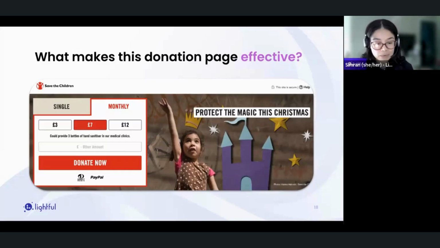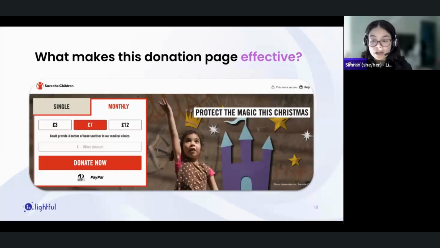I'm just going to elaborate on what you guys have already said. The first thing is, this donation page is very simple and accessible. You can notice how clean and straightforward the layout is. The donation options are very clear. You could give £3, £7, or £12, with the option to give monthly also highlighted in red. This reduces decision fatigue and makes it easy for donors to act very quickly, which is, again, everything that you guys said. So well done.